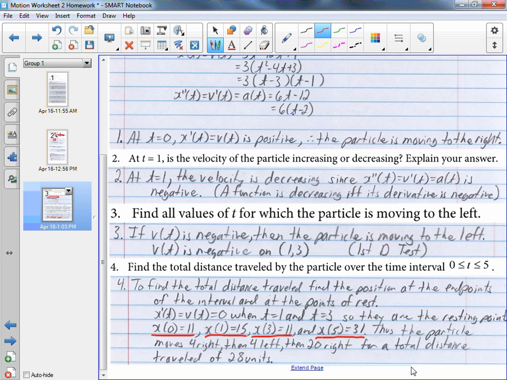So, when t equals 0, the position is 11. When t equals 1, the position is 15. When t equals 3, the position is 11. When t equals 5, the position is 31. So the particle moves 4 to the right, from 11 to 15. That's 4 to the right. And then from 15 to 11 is 4 to the left. And then from 11 to 31 is 20 to the right. So 4 plus 4 plus 20 is a total distance of 28. Not 32. It is 28.